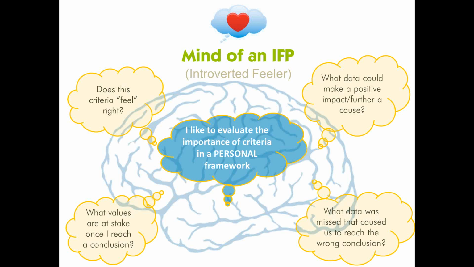A lot of times they'll look at the end first and say, what am I trying to accomplish here? And how can I create the data set so that I can look at whether or not I can accomplish that goal? What data could make a positive impact or further a cause? What data is going to be more of a detriment? What data was missed that caused us to reach what they consider the wrong conclusion? They're very values-based. So if something happens that doesn't really jive with their values, they'll often think of it as a wrong conclusion versus just a difference.